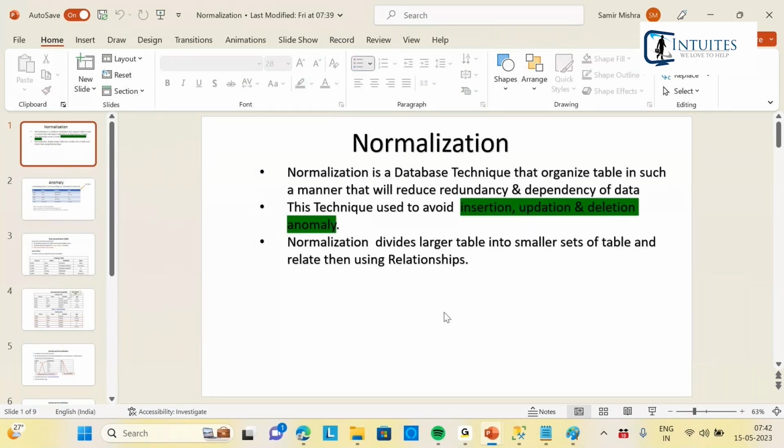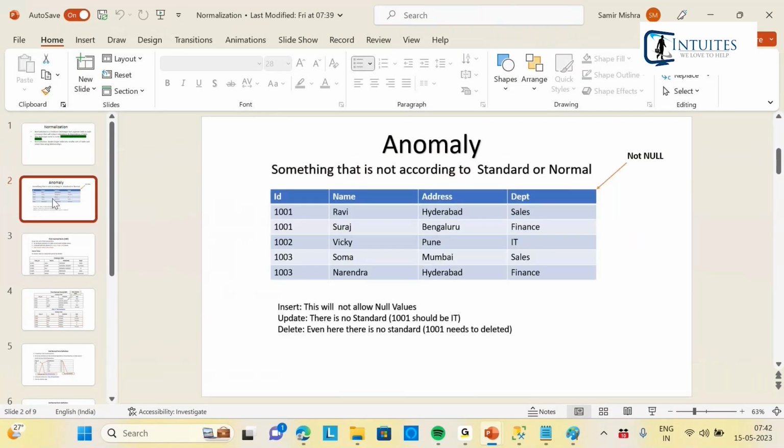As I told you, it's a technique to organize the data in such a manner that it will reduce the redundancy and dependency of your data. This technique is to avoid insertion, deletion, and updation anomalies. Let's come to the anomaly here. Next chapter. Anomaly is nothing but how your data looks.